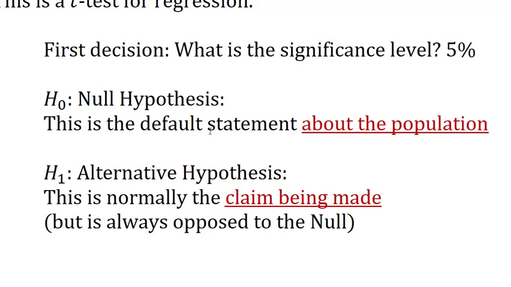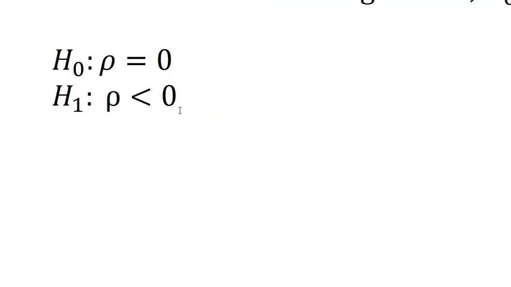So if your null hypothesis is wrong, then the alternative hypothesis must be true. So the alternative is opposed to the null. The null is saying there's no correlation. And this is normally the claim being made. The claim in this question is, we think it's going to be negatively correlated. The closer you are, the distance is smaller, the success is bigger. So that's going to be my alternative. And you can get away with writing them in words, but good students don't. They write them in symbols.